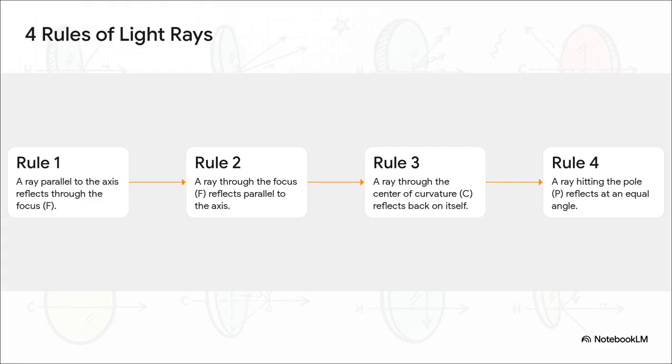Look, a ray of light that comes in straight or parallel bounces off and goes through a key spot called the focus. And hey, guess what? A ray that goes through the focus first bounces off and goes out straight. See? It works both ways. Then, a ray that hits the true center of the mirror's curve just reflects right back on itself. And finally, if a ray hits the very center of the mirror's surface, the pole, it just bounces off at the exact same angle it came in at. That's it. With these 4 tools, we can predict pretty much anything.